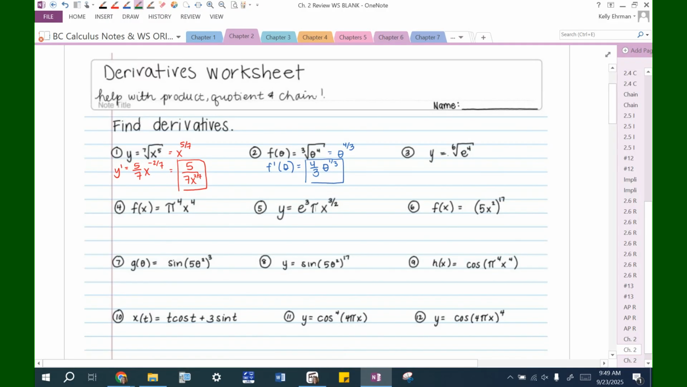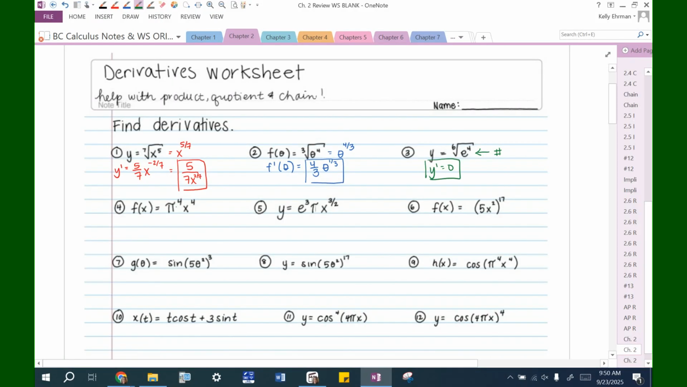Y equals the 6th root of e to the 4th. Now be careful, I am trying to trick you on this one. E is an irrational number. It's not the variable. If it were the variable, we'd have to say like y of e or something. So this is a constant. Y prime is equal to 0.